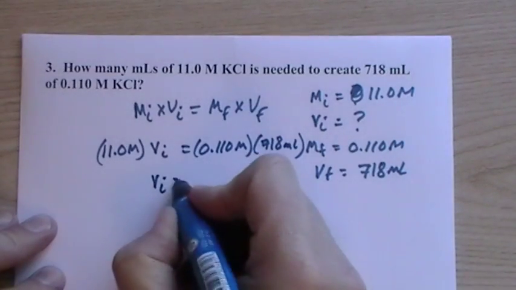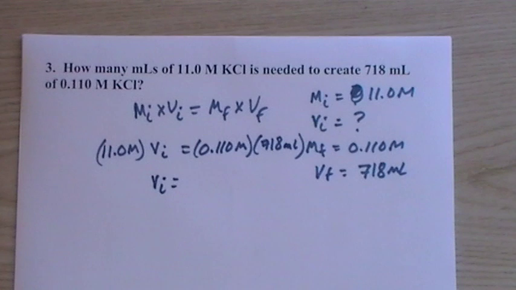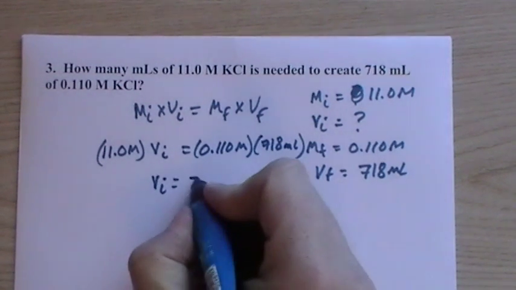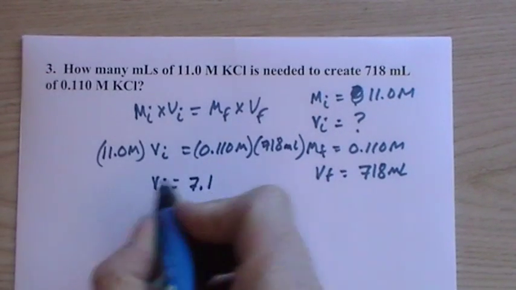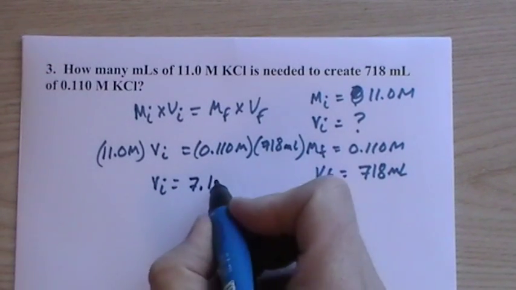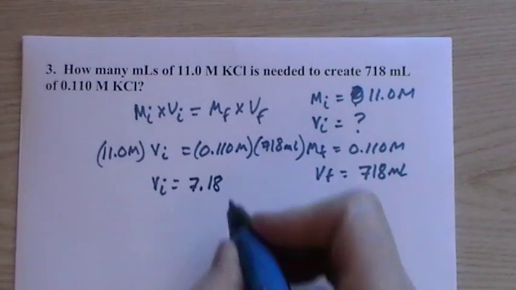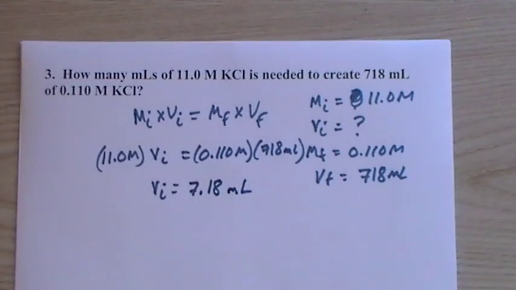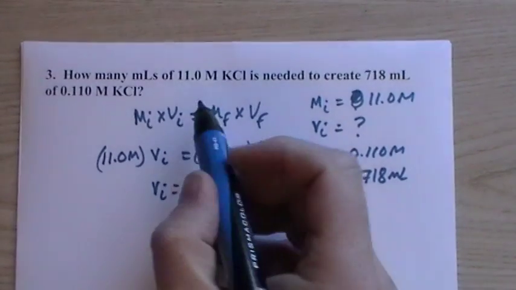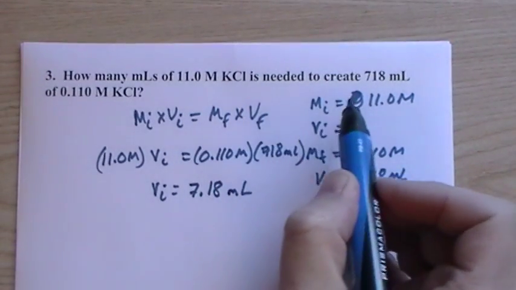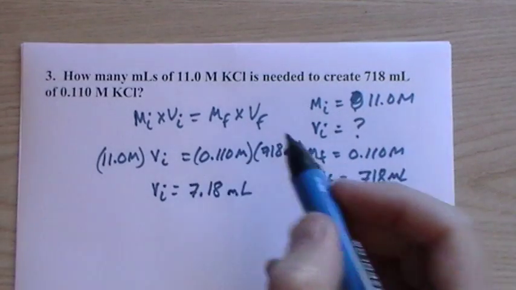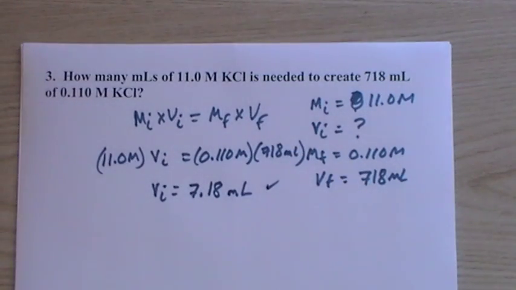Solving for our volume, and that makes sense because we have 11 and we have 0.11, so it should be different by a factor of 100, and it is. Okay, and just double check. Make sure I didn't miss a decimal place here. Looks good. All right. How many mils of 11 molar KCl is needed to create 718 mils? And that is our answer.